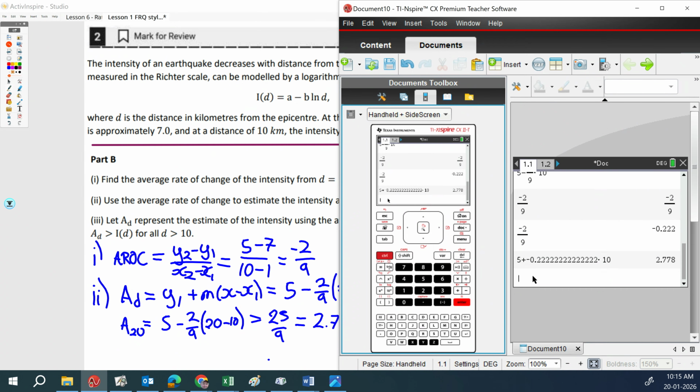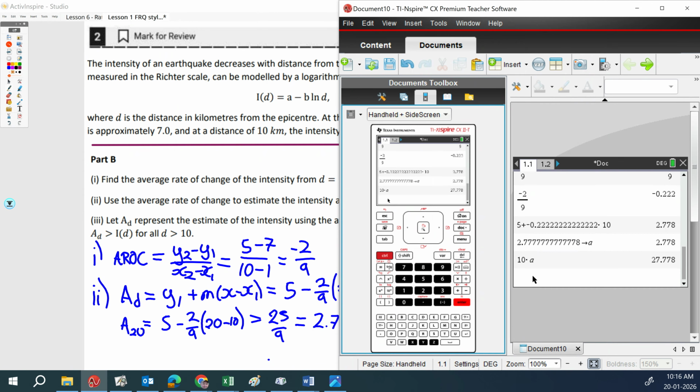Another technique to use, if you're finding it difficult to copy more than one value down, we've got this value here. You can always press Control store. We could store it in A. So we take the last answer and we store it in a variable such as A like this. So then if we wanted to do 10A, we get the exact value.